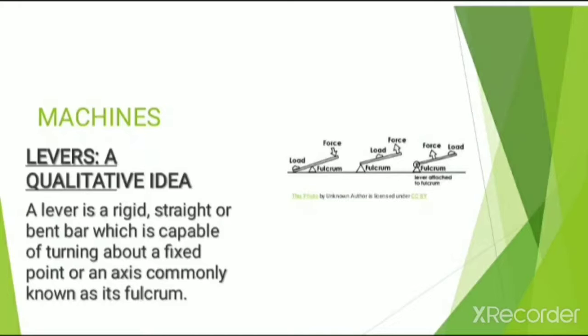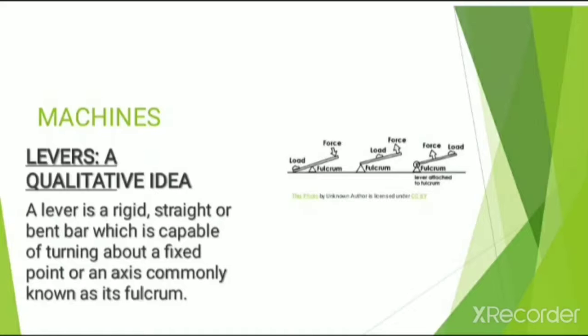The first one is load. Whatever work we are doing with the lever, or whatever work is applied on the lever, that is said to be the load. The midpoint on which the lever is supported is known as fulcrum, and the effort which we are applying, the force which we are applying on the lever, is known as effort or that force.